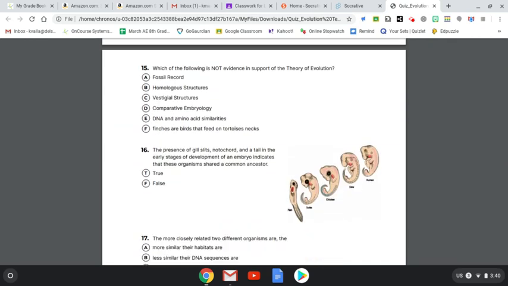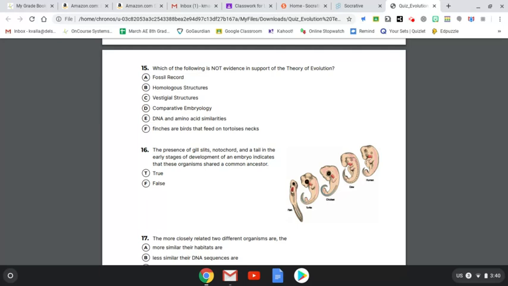Number 15, which is not evidence to support the theory of evolution? Is it A, fossil record, B, homologous structures, C, vestigial structures, D, comparative embryology, E, DNA and amino acid similarities, or F, finches are birds that feed on tortoises' necks?